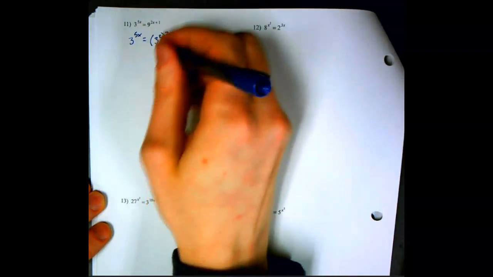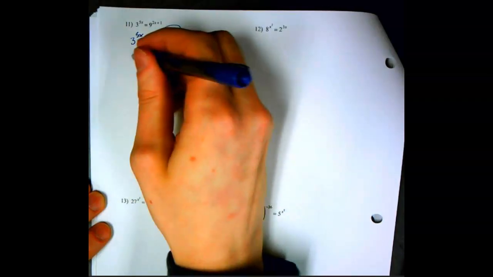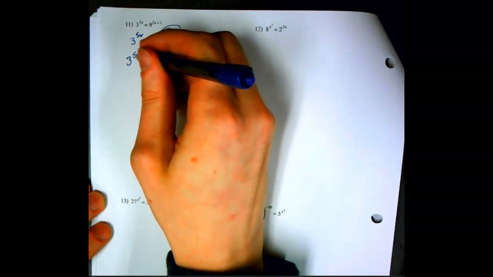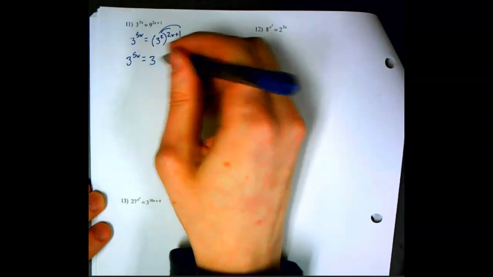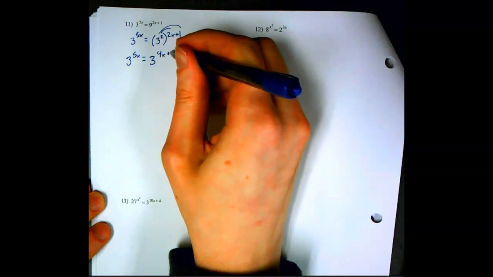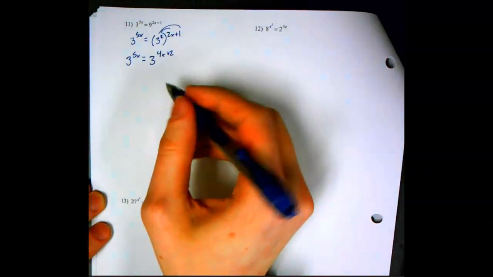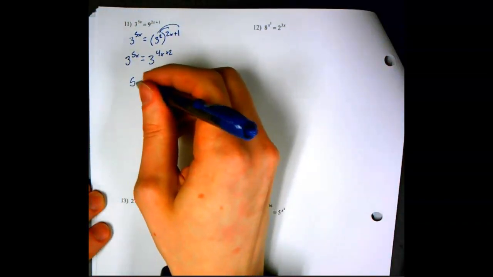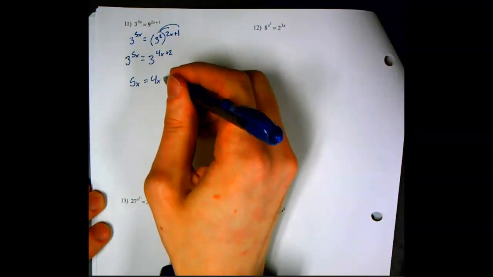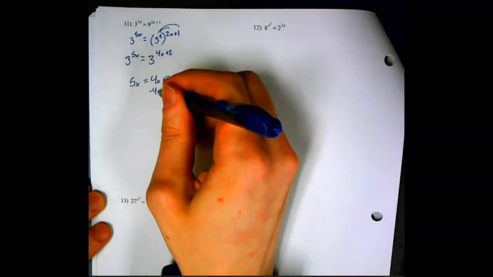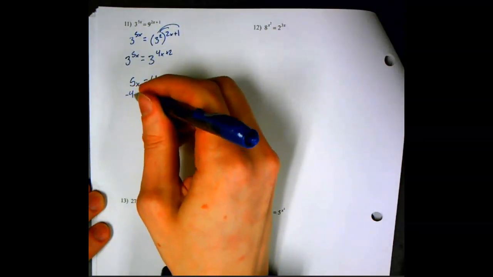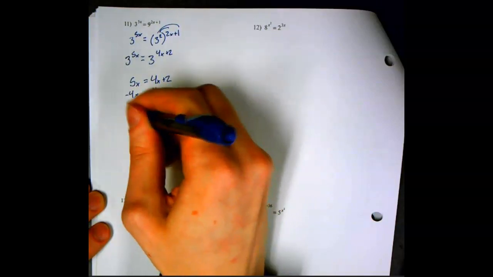When we have this, we're going to distribute that. So we'll have 3 to the 5x equals 3 to the 4x plus 2. Now we can set these exponents equal to each other because we have the same base. We'll have 5x equals 4x plus 2 minus that 4x. We have x equals 2.